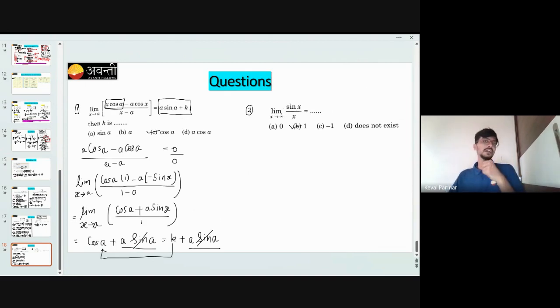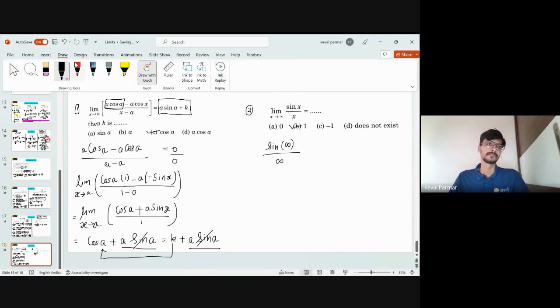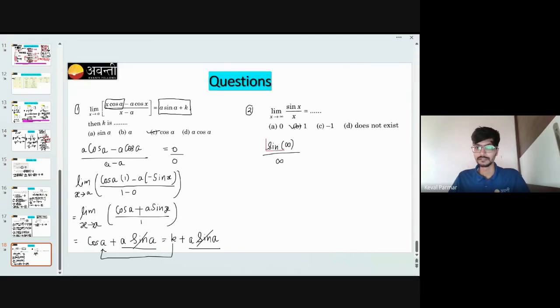First, don't directly differentiate, because we can use the LH rule only if we have an indeterminate form. So if I check the indeterminate form, it will be sin infinity upon infinity. Now, we all know what infinity means, but what is the value of sin infinity? Here, this is a problem.